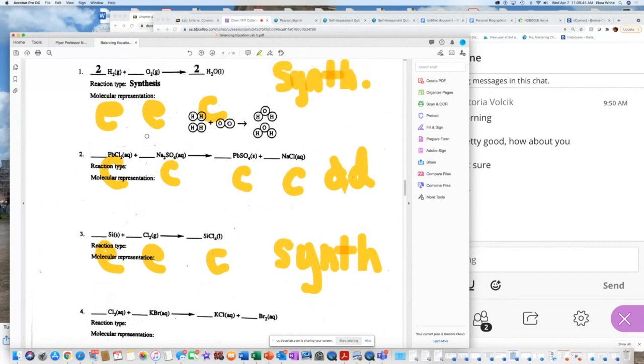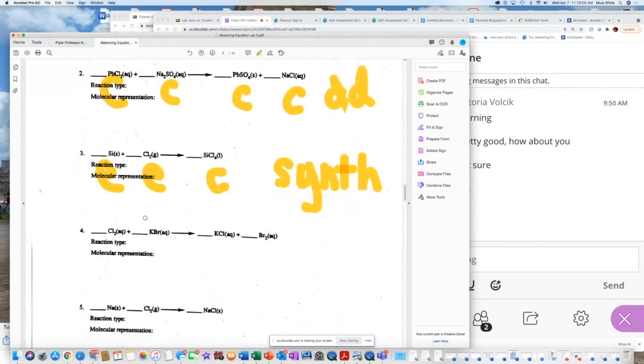So if I see that sequence of EEC, element, element, compound, I can recognize the synthesis. Element, element, compound, synthesis. Compound, compound, compound, compound, double displacement. So I'm kind of going by that, right? Let's see here. Element, compound, compound.